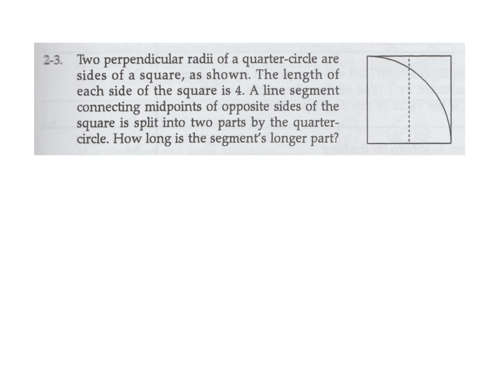Two perpendicular radii of a quarter circle are sides of a square as shown. The length of each side of the square is 4. A line segment connecting midpoints of opposite sides of the square is split into two parts by the quarter circle. How long is the segment's longer part?